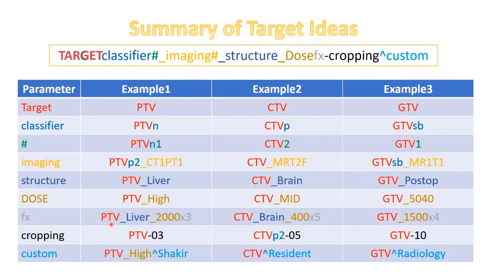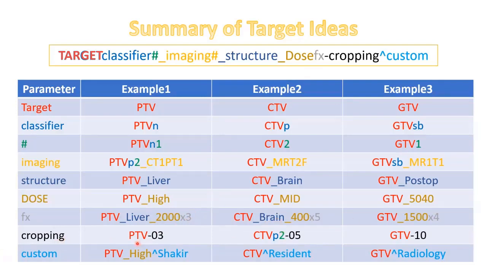What if I would like to include the fraction, that this liver will be treated with three fractions or five fractions, or this brain or GTV? You can use this also. You can use PTV underscore, this is the liver. Now I'm defining the structure here. And then this is the dose that I'm giving, 2000, multiplied by three, which is the number of fractions. So three fractions, brain and so on.